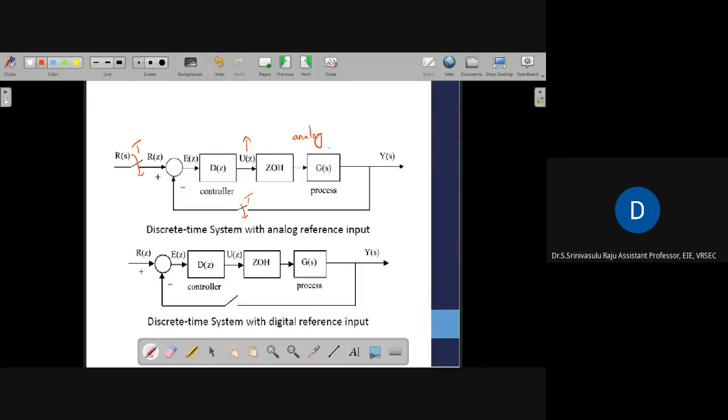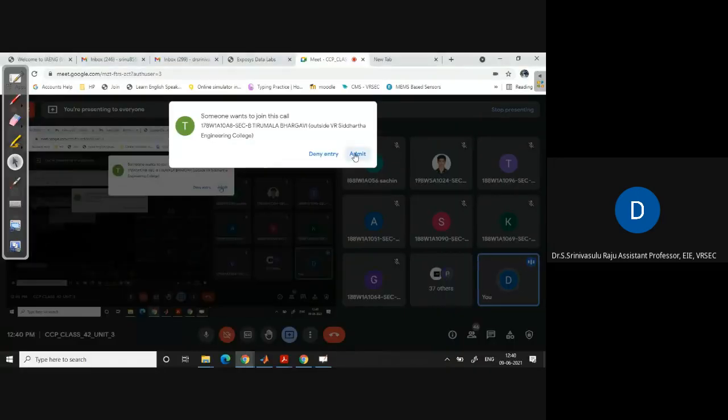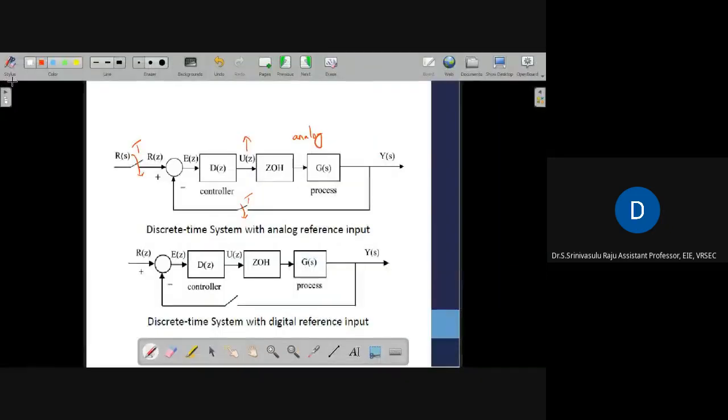So we are going to provide an analog signal to the process. Okay, so this is the way of representation of a discrete time system with respect to an analog reference input. Now I am changing the analog signal into the discrete domain. Then what will happen? R of S is replaced with R of Z, and the rest of the things will be the same. So R of S alone is replaced with R of Z.